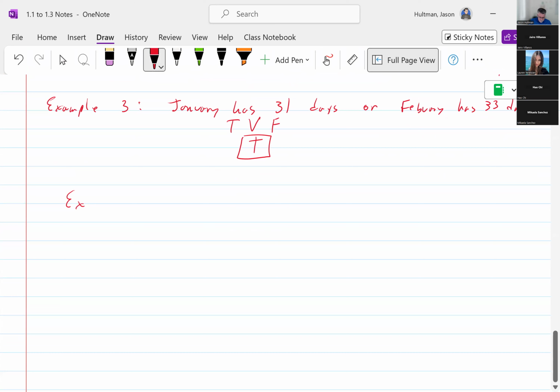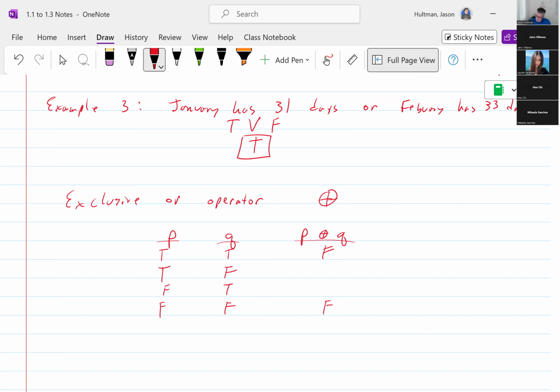Okay, there is something called an exclusive OR operator. It's a circle and a plus. And this is P, Q, and then P circle plus Q. What the exclusive OR says is, if it's true and true, then it's actually false. The exclusive OR excludes when they're both true and when they're both false. However, when we have a true with a false or a false with a true, the result is true.